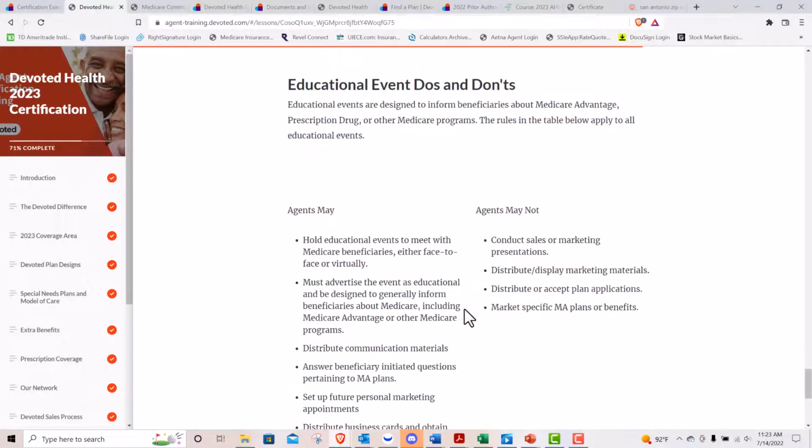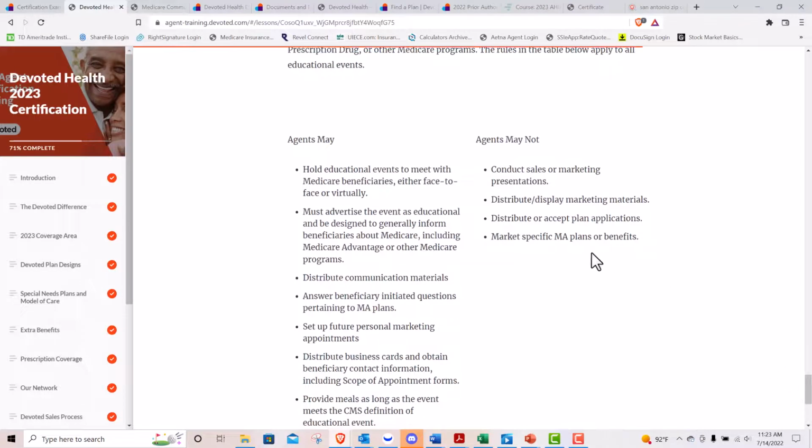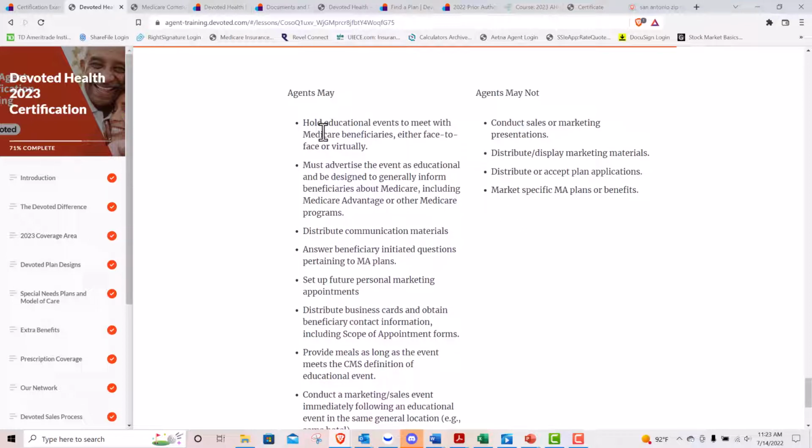Educational events. So educational events are far more lenient, but of course you can't do a lot of things as well. You can't do anything when it comes to marketing. So you can't market anything, distribute marketing materials, have any plan application displayed or distributed there, or accept any there. But what you can do is you can have educational meetings with Medicare beneficiaries. And after the educational event, you can have a sales meeting, but that's only after, not during.